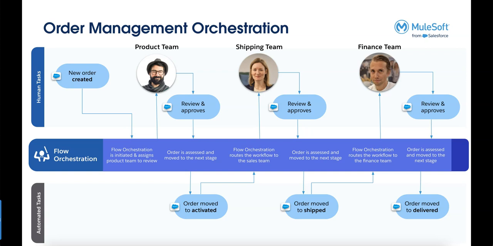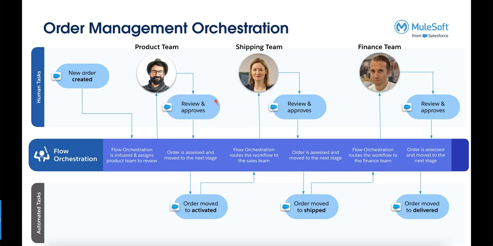So what we can see here is it all starts when a new order is created. We are going to use Salesforce as an order management platform. And this order directly triggers a flow orchestration process, which is initialized and assigns, based on the definition, the first workflow to review and approve the information on the draft order to the product team. So the product team has the order now as an open work item in their inbox. They can look at it, take action, review, and approve the task.